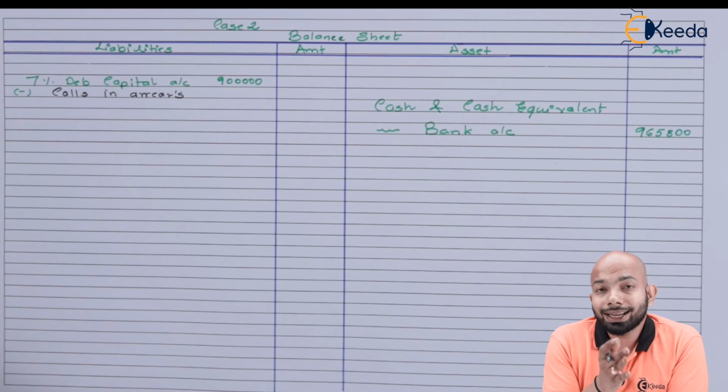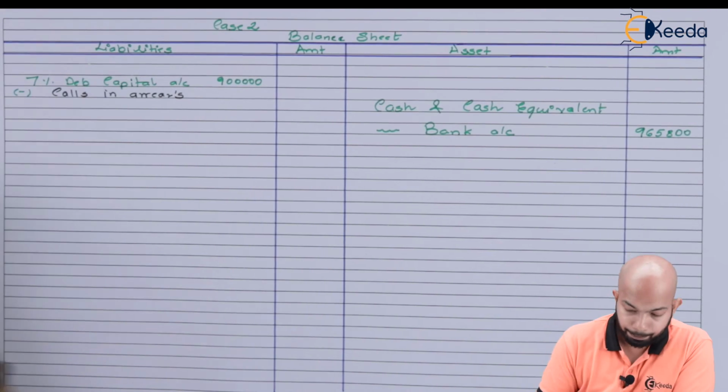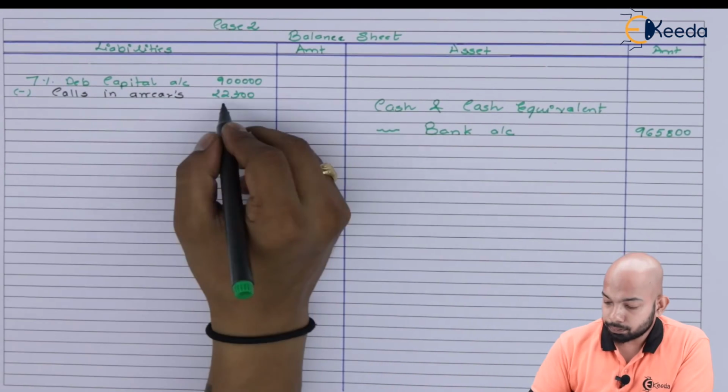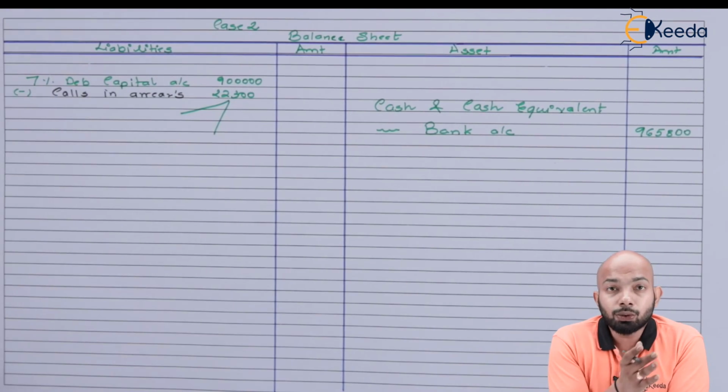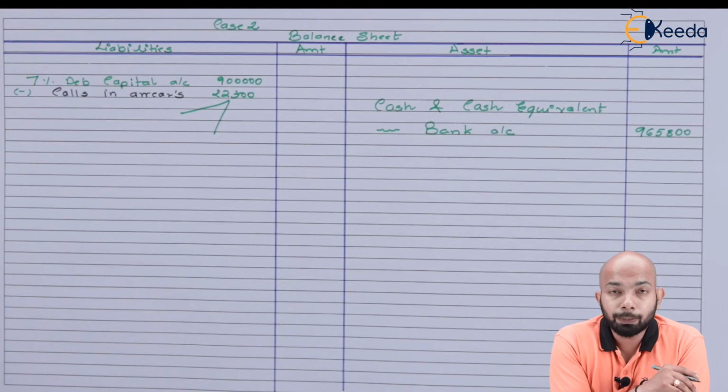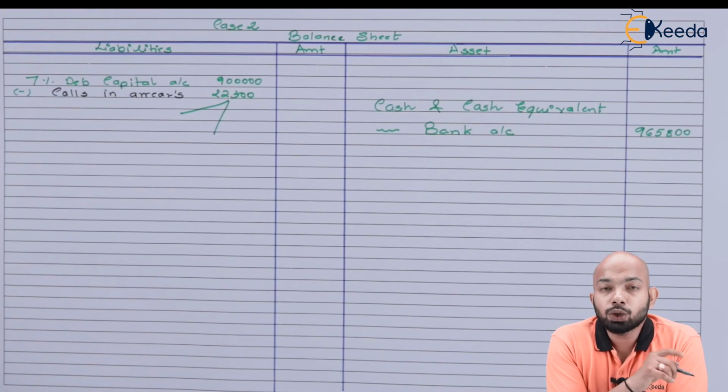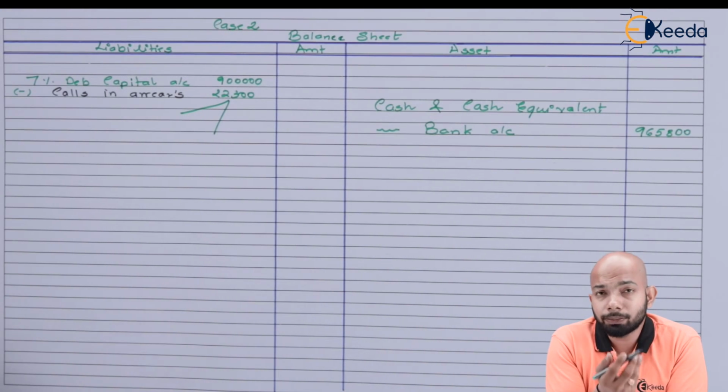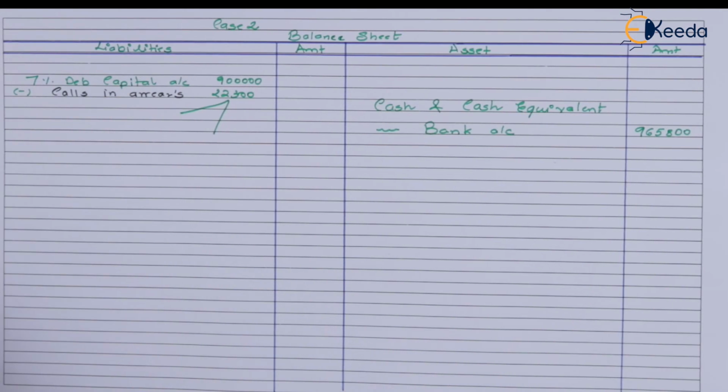So, total calls in arrears will be only related to 22,300. Now, this 22,300 bifurcation will be provided. First, calls in arrears will be only related to 190 shares multiplied by the capital amount of 40 rupees on allotment because 10 rupees was premium. Hence, we are not taking that here.